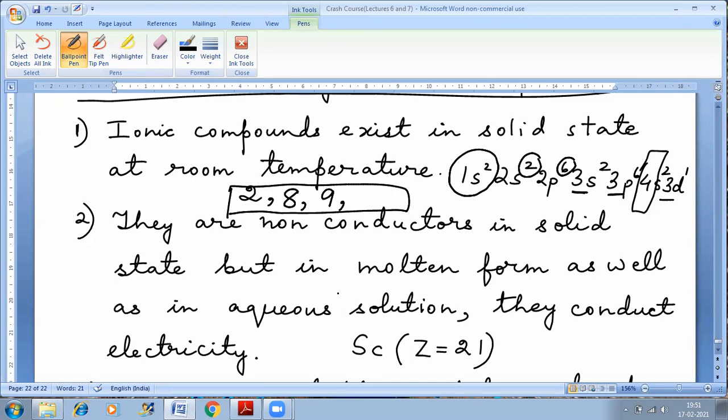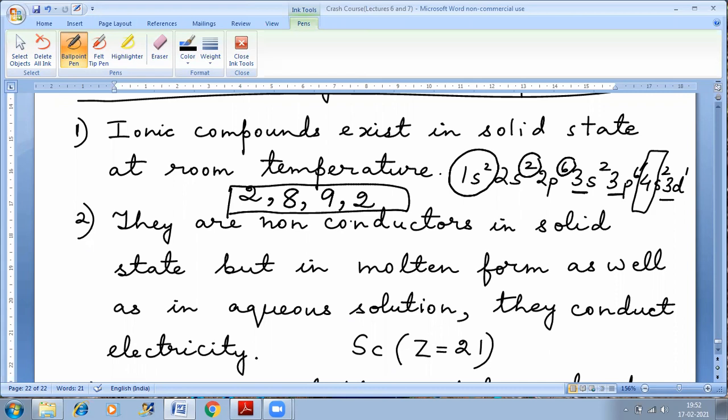And now I'll come to the fourth shell. How many electrons are there in the fourth shell? 2. So this is the electronic configuration of scandium: 2, 8, 9, 2. So you can write it in this manner also. But in order to write it in this manner, first you have to write it in terms of subshells, and then you can convert that to this form, the way I did.